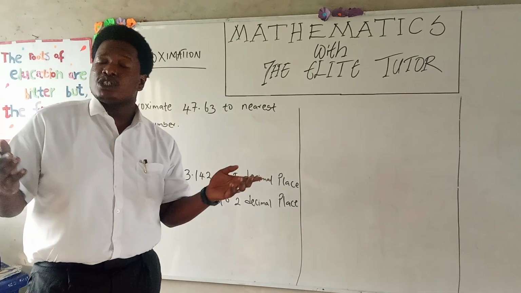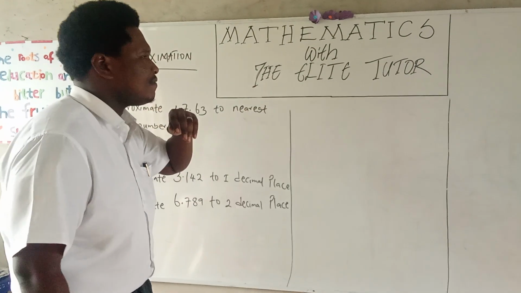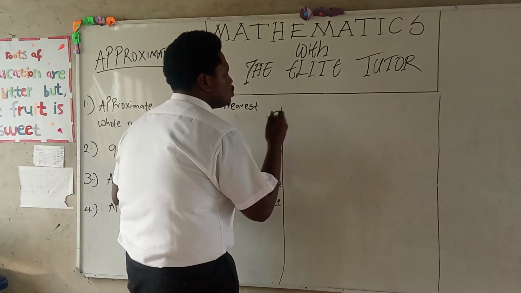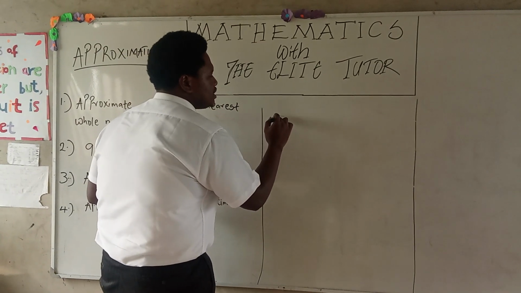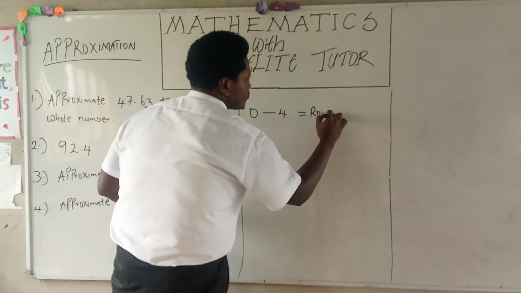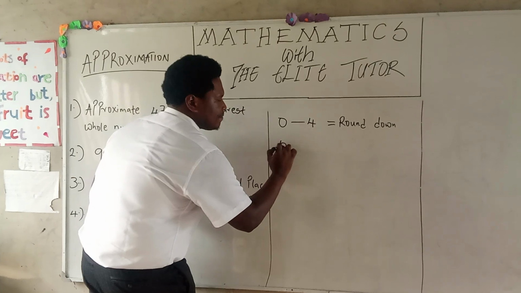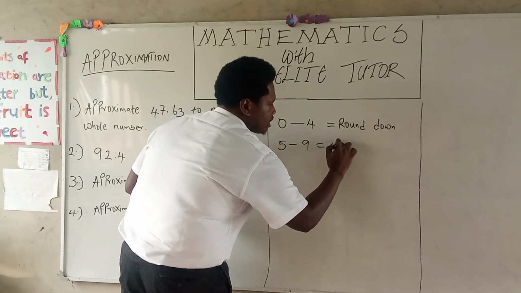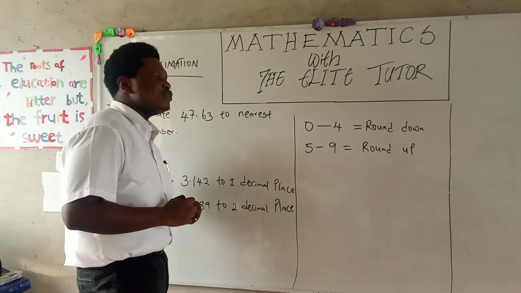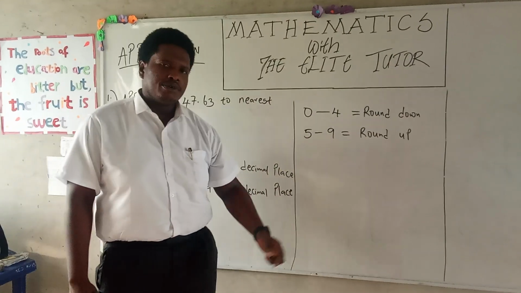Most times we make use of approximations when the calculations are too complex. Now, when trying to solve approximation, there are two things you need to know. The first one: numbers within 0 to 4 are rounded down. And numbers between 5 to 9, we call them what? Rounded up. We round up numbers between 5 to 9 while we round down numbers between 0 to 4.